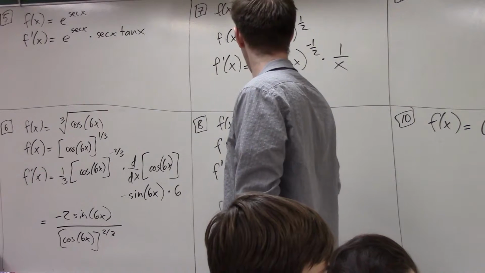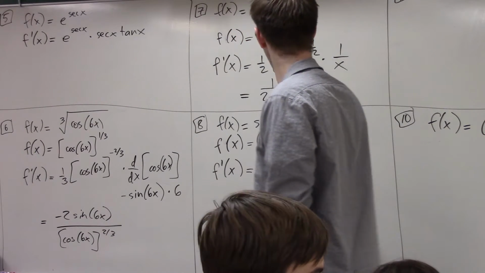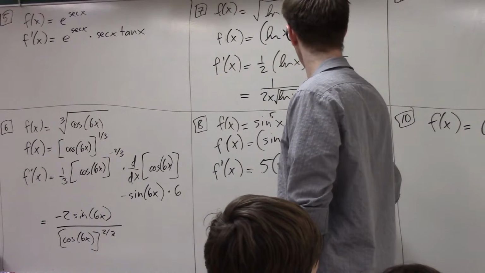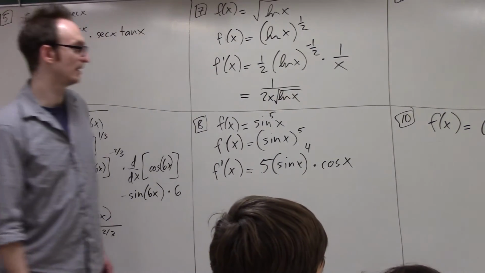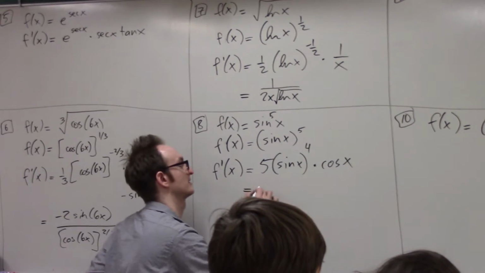So this is 5 sine x to the 4th, back inside, cosine. So if you want to write it like the normal way.